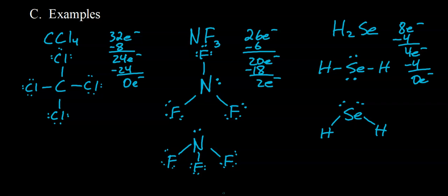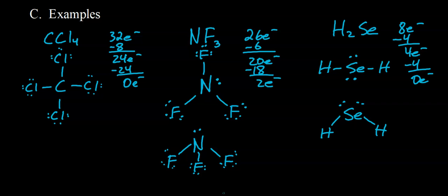So again, if there are no lone pairs of electrons on the central atom, the electron geometry and molecular geometry will be the same. If there are lone pairs of electrons on the central atom, then the molecular geometry will be different than the electron geometry.